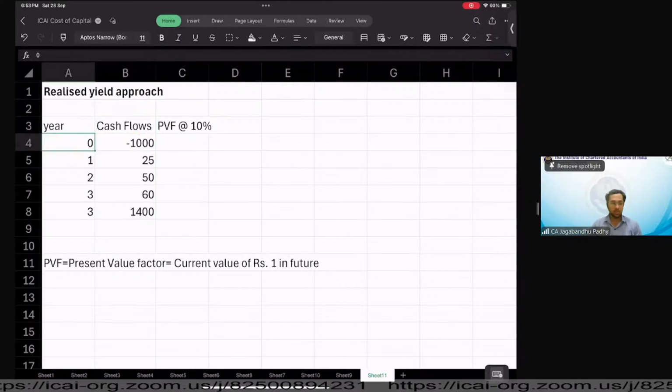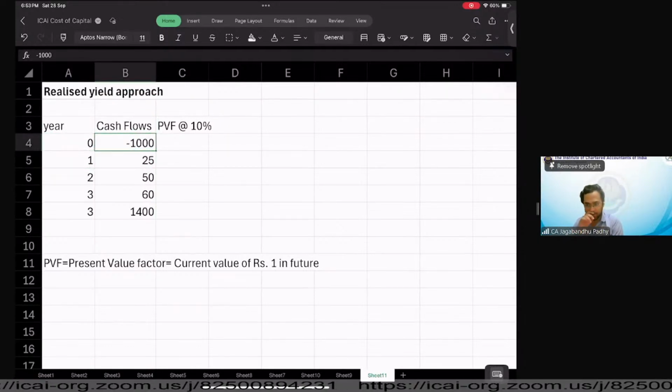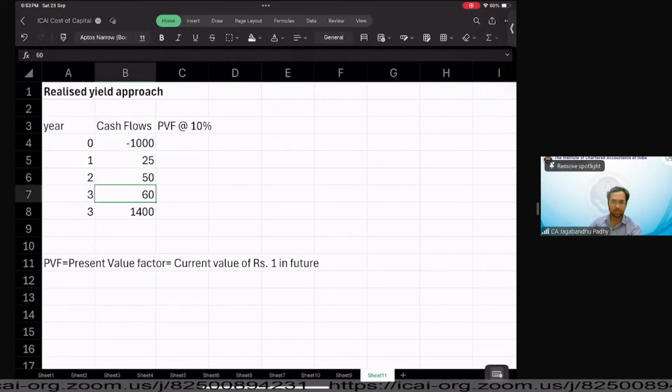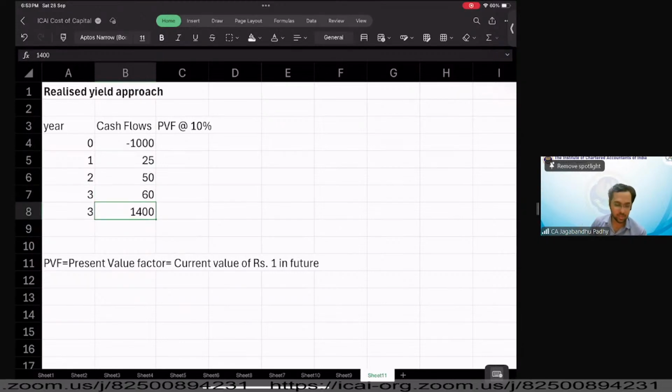So here the cash flows are available. We purchased a share and we received the dividend, and finally in the third year we are going to sell the shares. So what is the rate of return that we are getting? That's what we are computing.